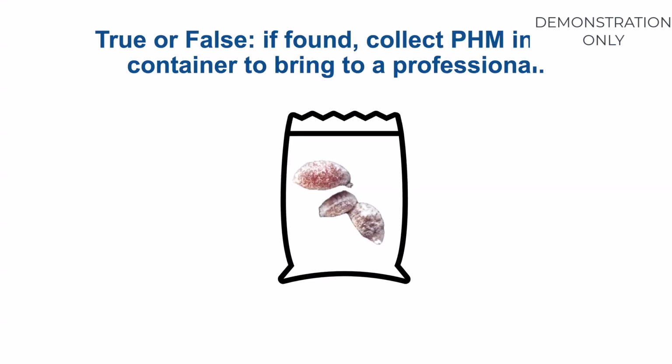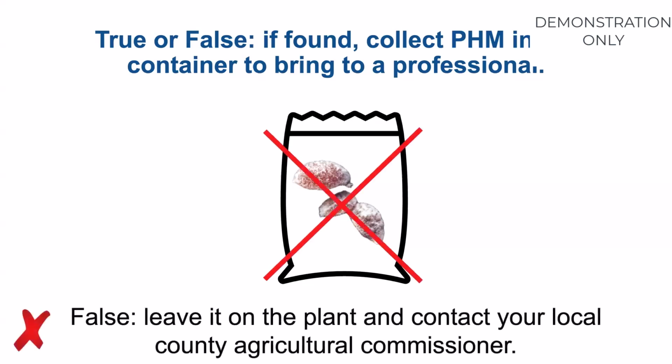Last question: true or false? If you suspect you have found a pink hibiscus mealybug, collect it in a container to bring to a professional. The answer is false. Do not collect PHM. Leave the insect on the plant and contact your local county agricultural commissioner or UC Cooperative Extension office.